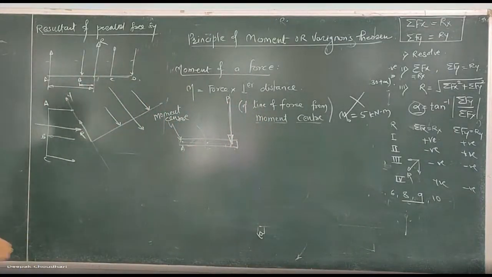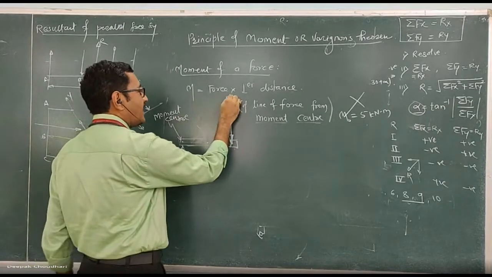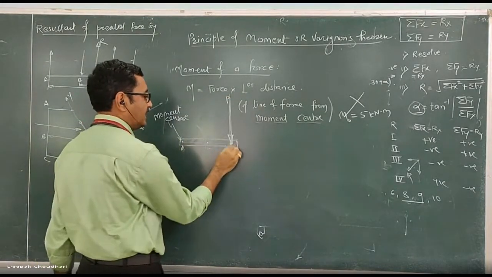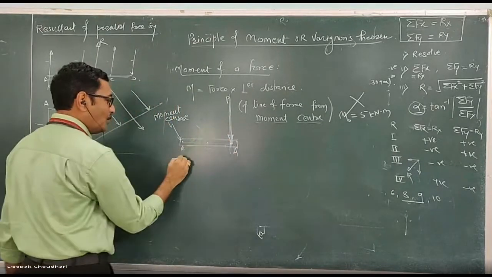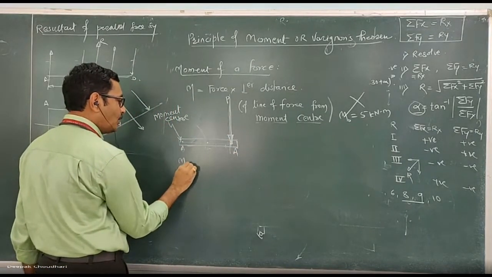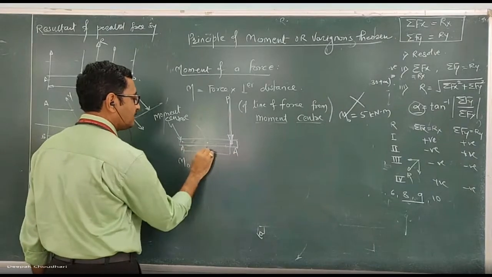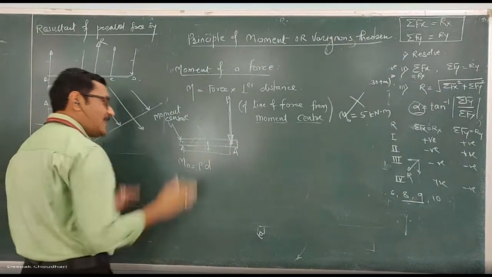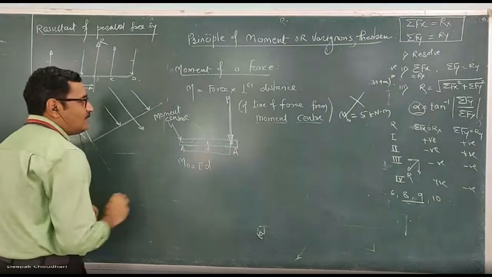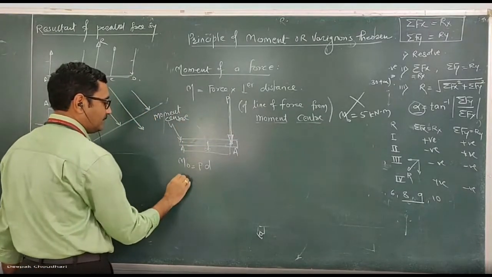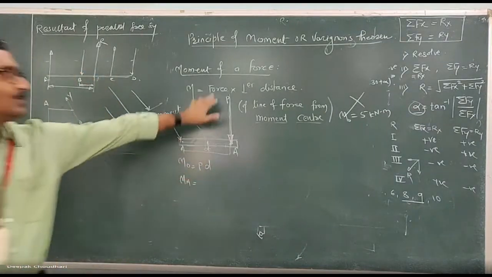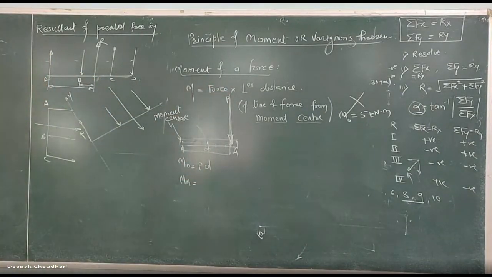Now I told you that the moment of a force is the product of the force and the perpendicular distance of the line of action of the force from the moment center. So the moment of this force P about point O, if this distance is D, is P into D. Now I want to calculate the moment of the same force P about A. Can you tell me what will be the moment of this force P about A according to the definition of the moment?